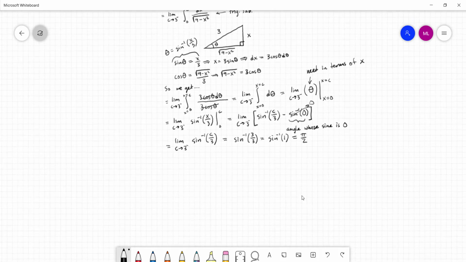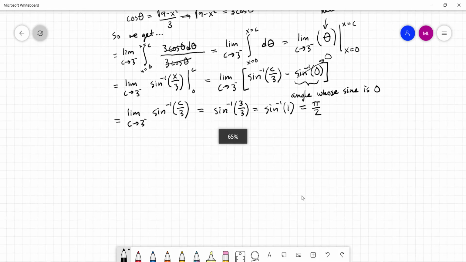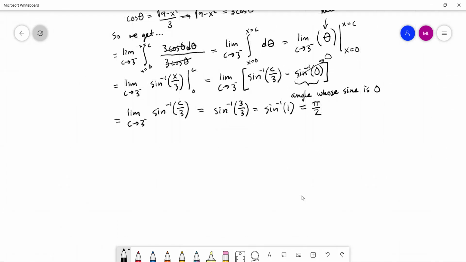Let's do maybe one more of these examples here. Let's do the integral from 3 to 6 of 1 over square root of x minus 3 dx.